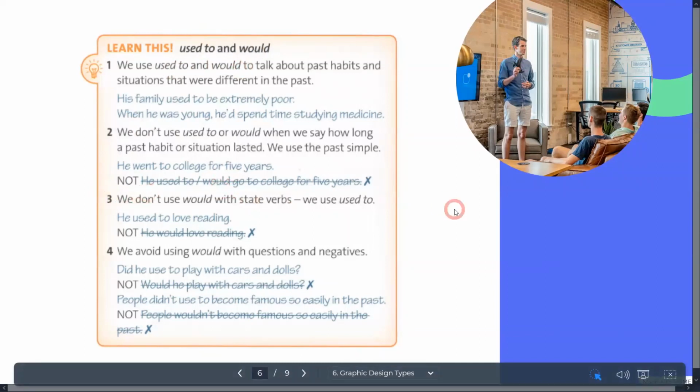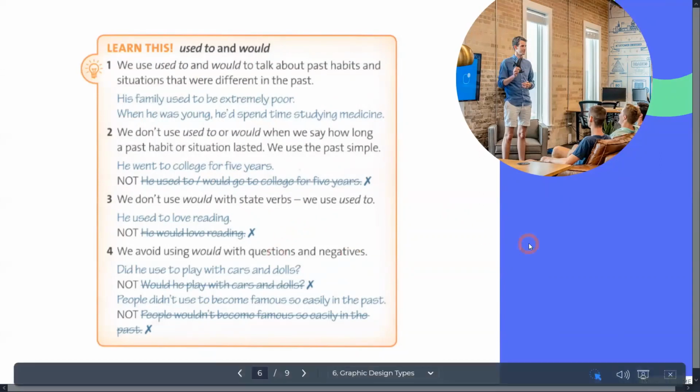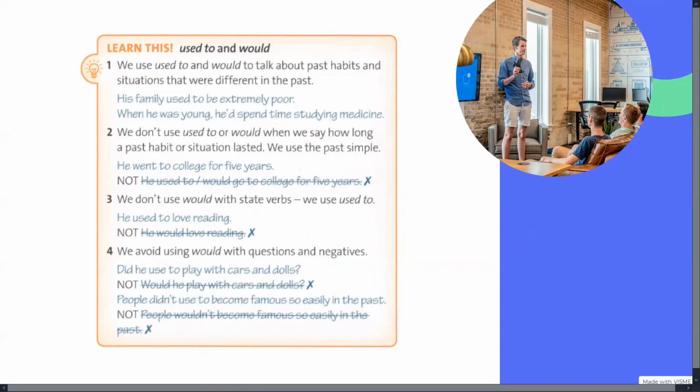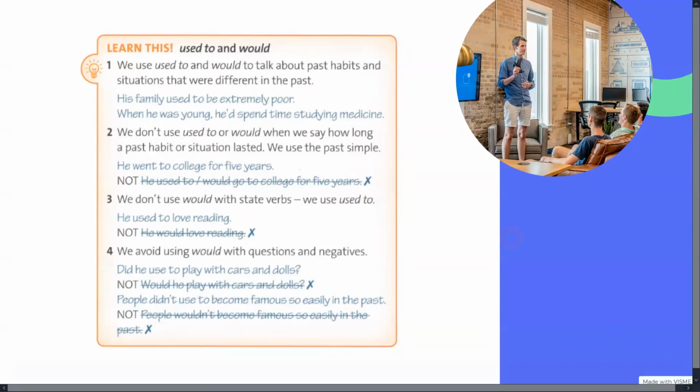Furthermore, we don't use would with state verbs. We use used to. Again, there's a difference between state verbs and action verbs. So with state verbs, you need used to. He used to love reading. Love is a state verb, so we cannot say he would love reading. And we also avoid using would with questions and negatives. For instance, did he used to play with cars and dolls? We would say that instead of would he play with cars and dolls. People didn't used to become famous so easily in the past, instead of people wouldn't become famous so easily in the past. So if it's a state verb, if it's a question, or if it's a negative, it's always used to. So would is going to happen more rarely, of course, because of this.